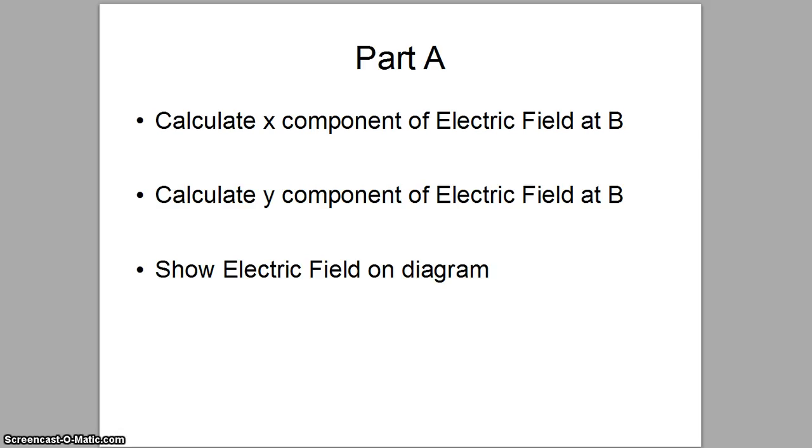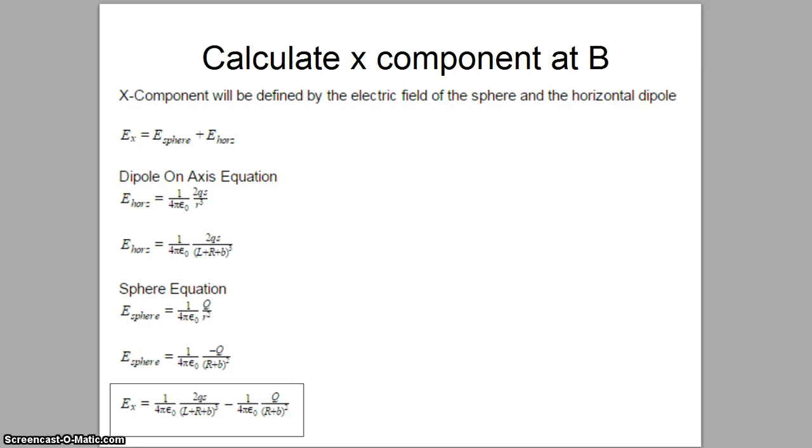Part A asks us three things. It asks us to calculate the x component of the net electric field at B, the y component of the net electric field at B, and to show the electric field on the diagram. Let's start with the x component. The x component is going to be defined by the sphere and by the horizontal dipole. That's it. So E net x is equal to the electric field of the sphere plus the electric field of the horizontal dipole.